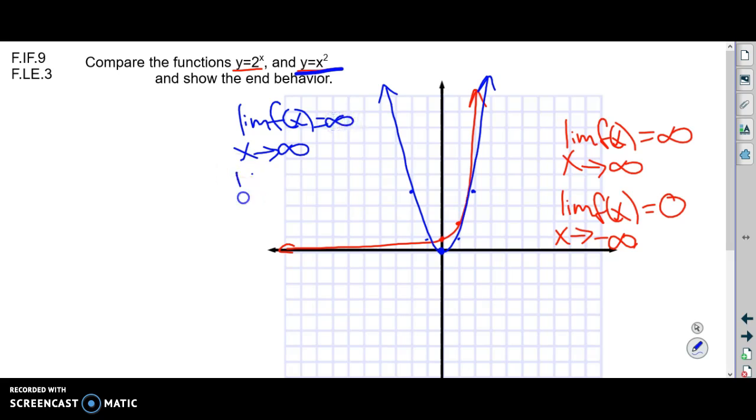And the limit behavior of this one is the limit of f of x as x approaches infinity equals infinity, and the limit of f of x as x approaches negative infinity also equals infinity.